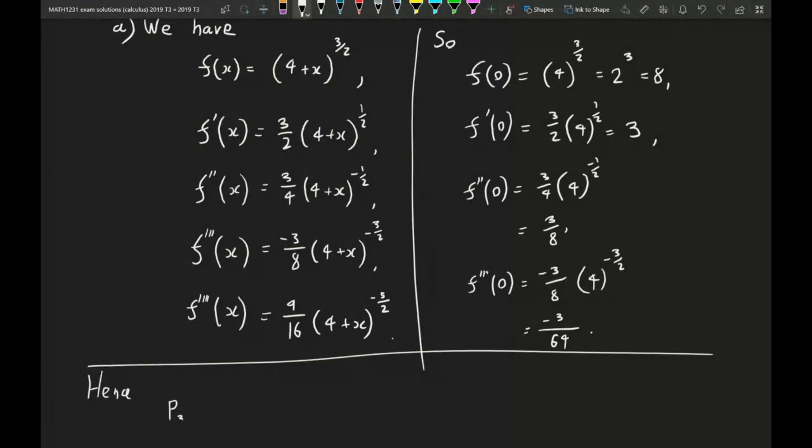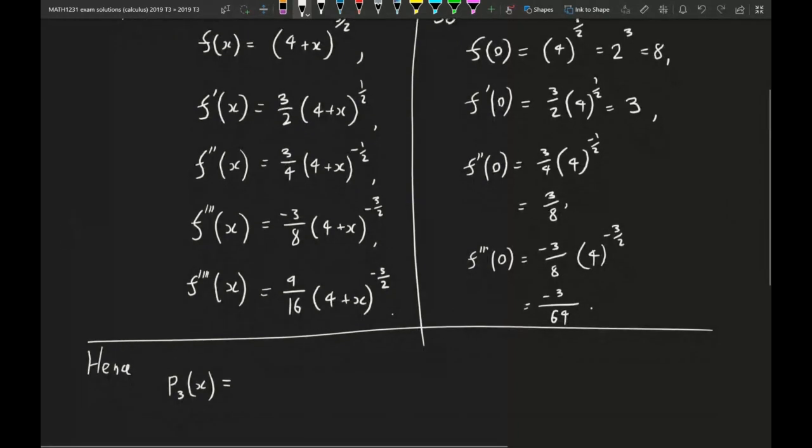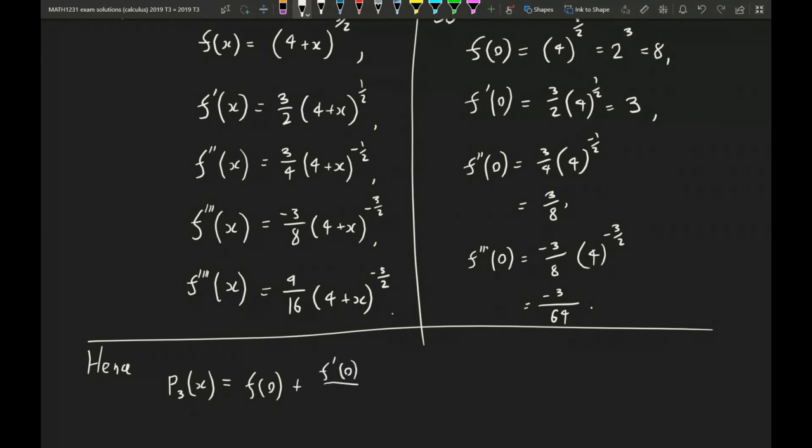So hence P3 of x. Now, to be honest, I did practice this right before I came to the live stream, and I got it wrong. So I am actually going to write this down because it's very easy to forget parts of this formula, trying to get all these numbers together. So it is supposed to be f of 0 plus the derivative, and I will write this over 1 just to remind myself of what's coming up.